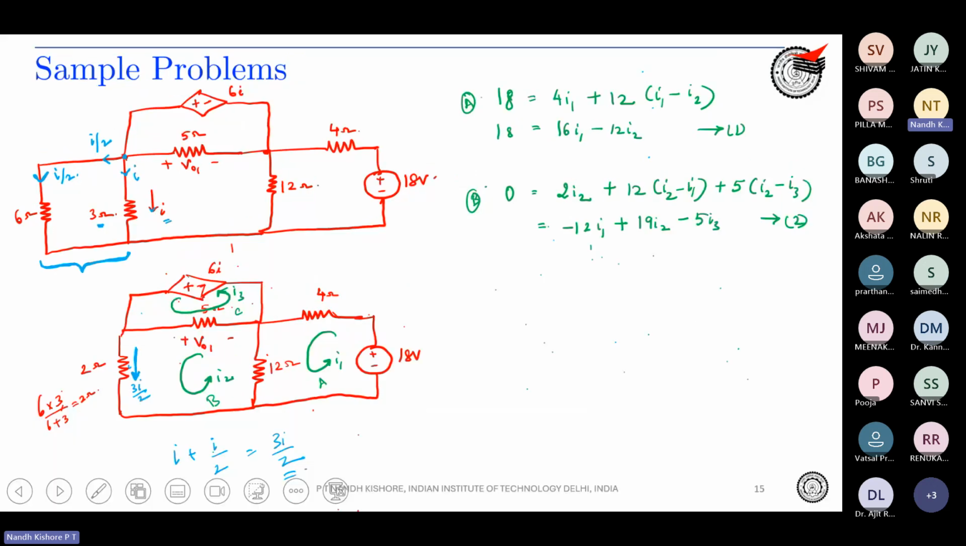If this is fine, we can go to mesh C. Sir, we know the value across the 2 ohm resistance is 3I by 2. Can I put this value? Yes, very well, you can do that. We will anyway be doing that.